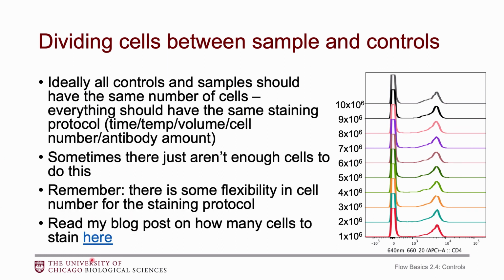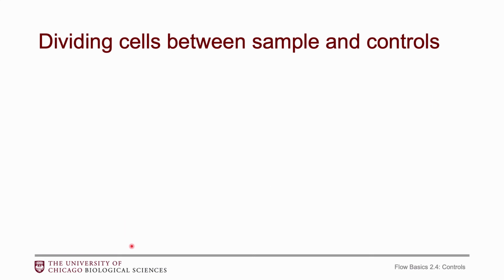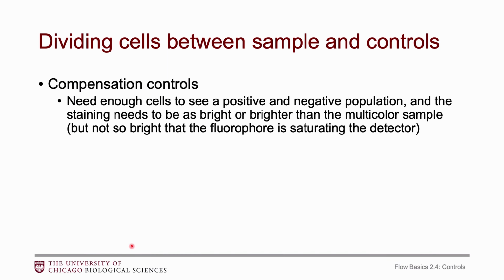And again, I do have a blog post that goes over all the considerations you would want to make in terms of adjusting cell number. But for your compensation controls, your single stain controls, usually these controls can survive with fewer cells in them than your samples. Again, you just need to follow those 4 rules. So you need to make sure that you have enough cells to see a positive population or a negative population, if that's what you're looking for. And the staining needs to be as bright or brighter than the multicolor sample.